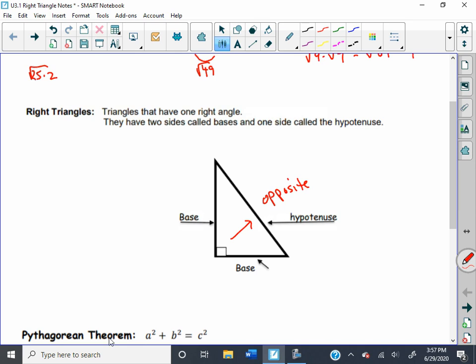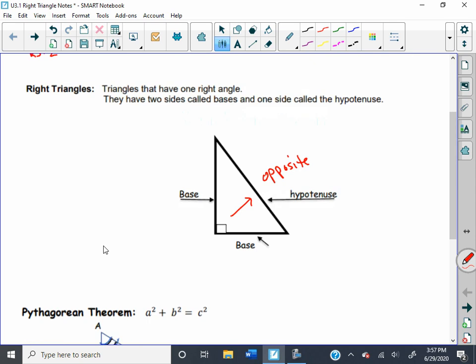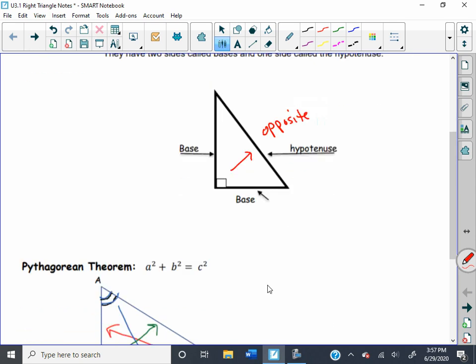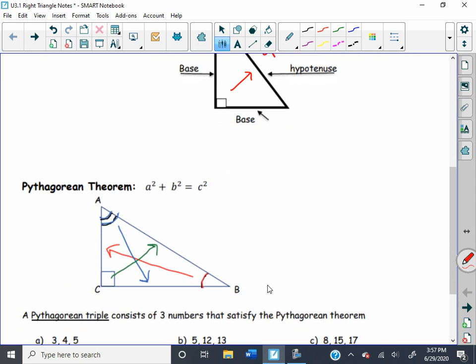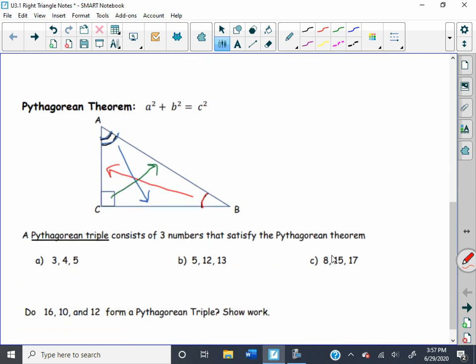Yeah. So since they're both bases, it doesn't matter which one you call a base. All right, so then we have the Pythagorean theorem in right triangles: a squared plus b squared equals c squared. And the c squared is always the side that's opposite the 90 degrees, which is the hypotenuse.